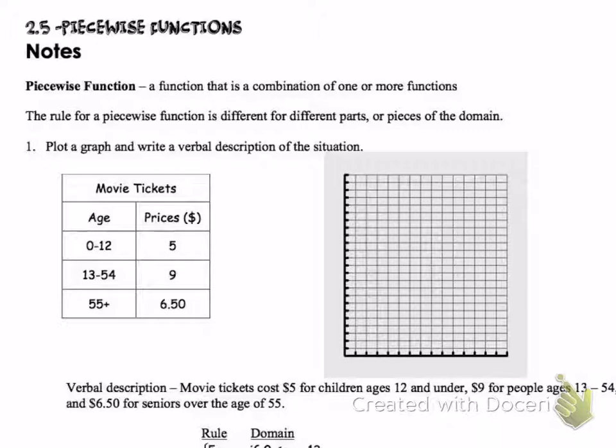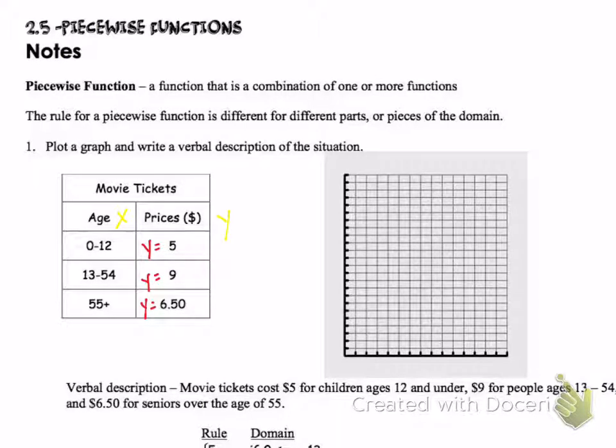So my age is going to be my x-axis, and the price of the movie is going to be my y-axis. And I'm going to plot this line. If I just have a single number, then these equations would be y equals 5, y equals 9, y equals 6.50. And what kind of lines do those make if it's just y equals a number? A horizontal line. So my graph is going to look like 3 separate horizontal lines.